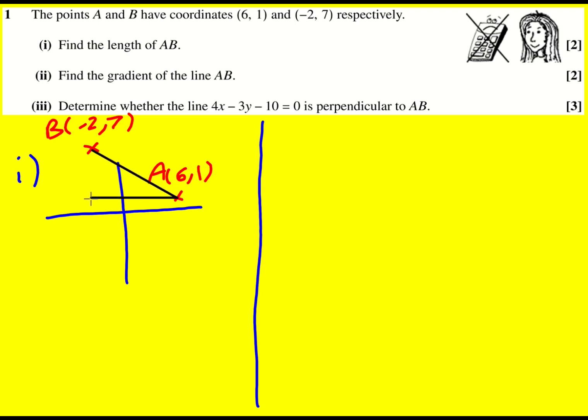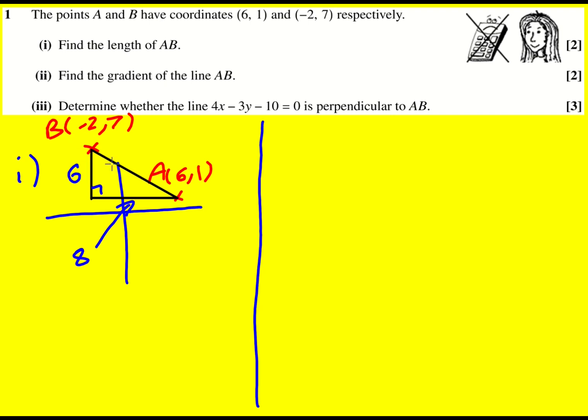And what I can do is construct a right angle triangle from this slope. So now I've got a right angle, and I can just look at the triangle and figure out the lengths. So I'm going from minus 2 to 6. That means this bottom length is 8. And I'm going from 7 down to 1. So I'm going down, but the actual length is going to be 6.